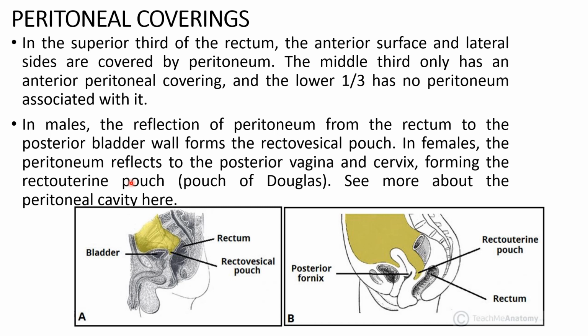In between urinary bladder and the rectum, the uterus lies in females. So, the peritoneum forms a pouch, and that is called a rectouterine pouch in between the rectum and the uterus. That is called a pouch of Douglas.